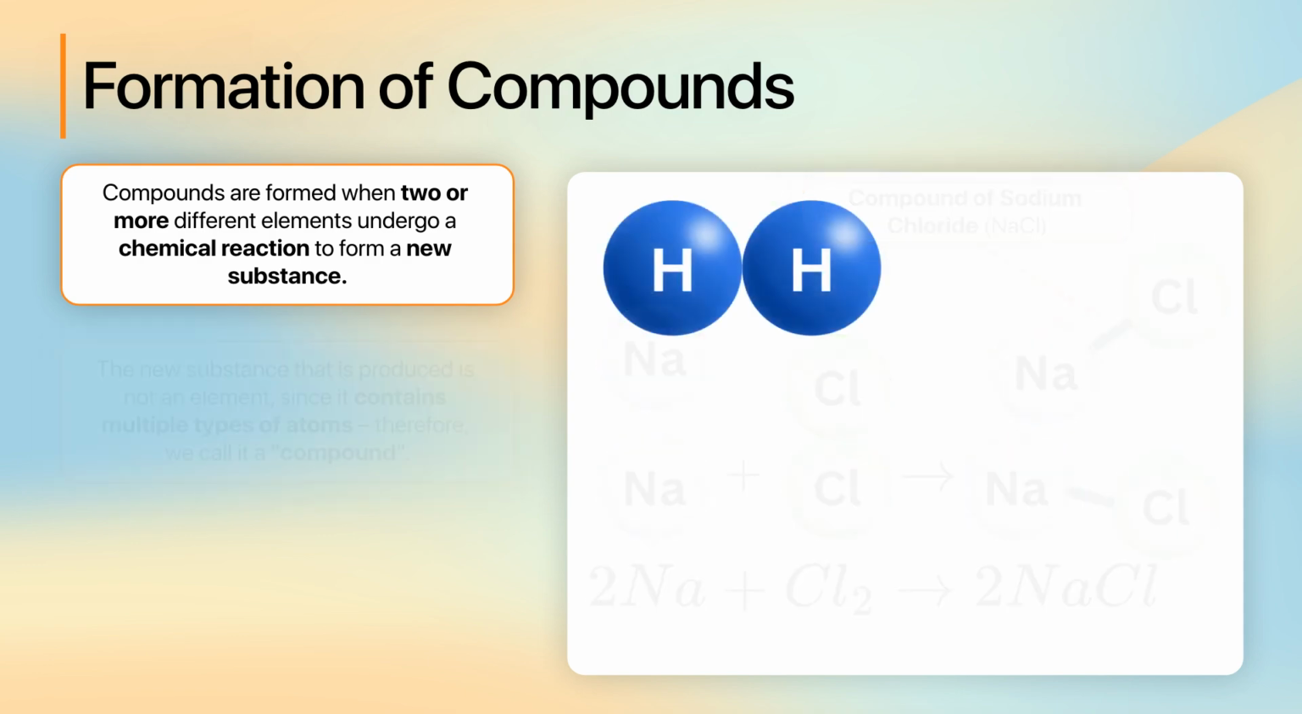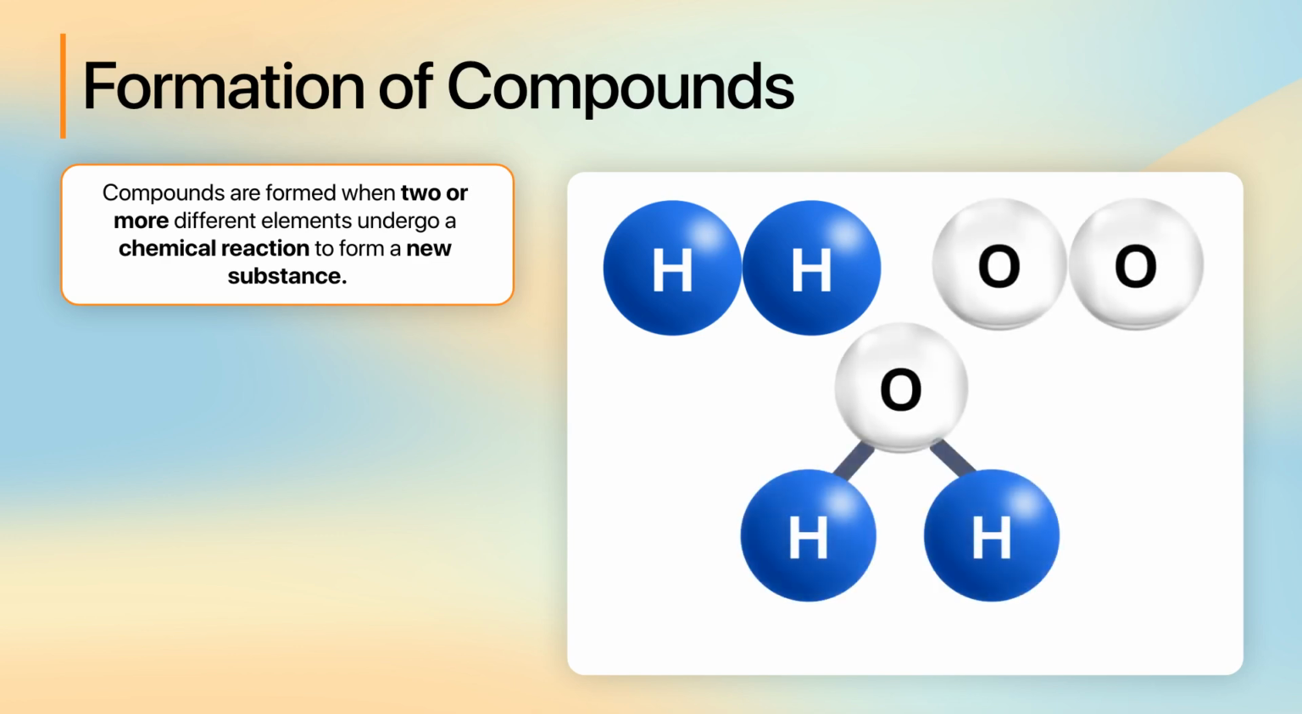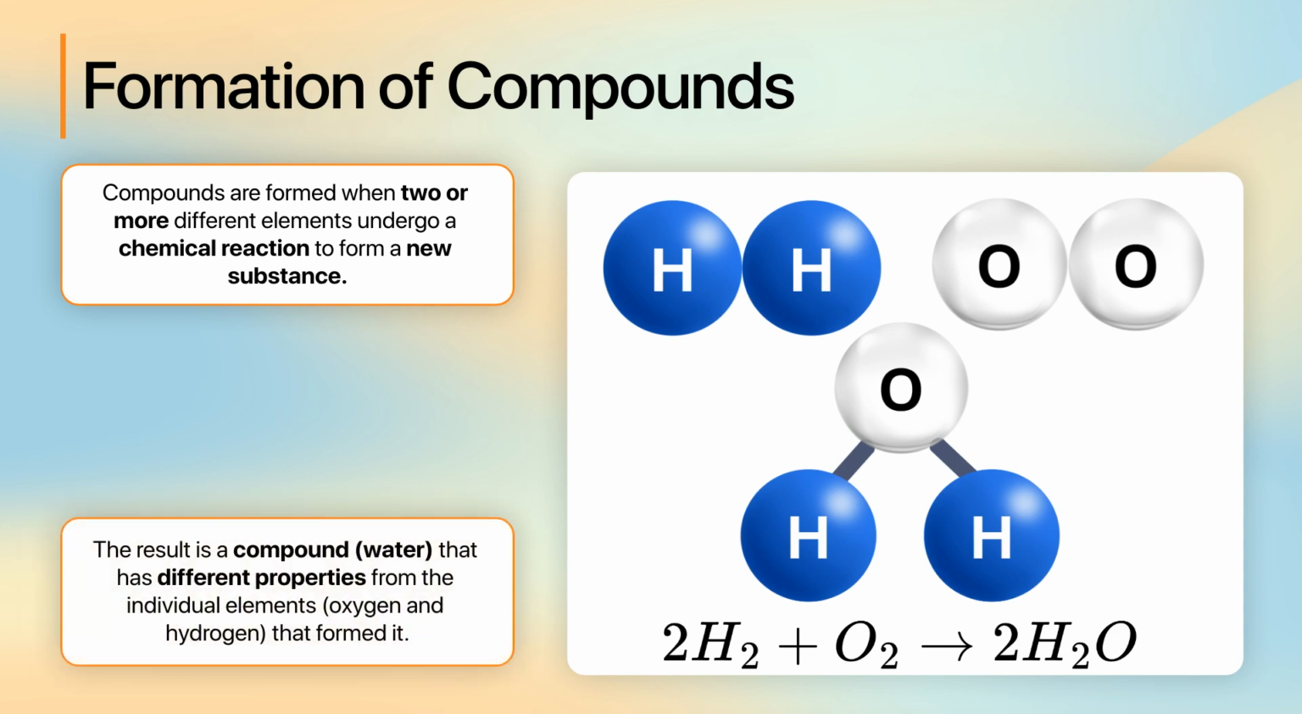For instance, when hydrogen atoms and oxygen atoms react, they form water, known as H2O, which is a compound. This reaction can be represented by the chemical equation 2H2 plus O2, which becomes 2H2O. The result is a compound, water, that has different properties from the individual elements, oxygen and hydrogen, that formed it. We will examine chemical equations in greater depth in a following lesson.